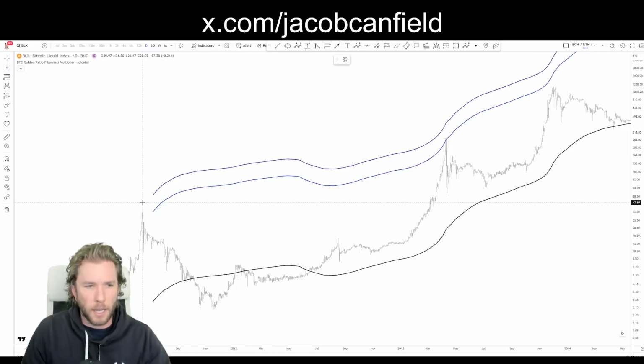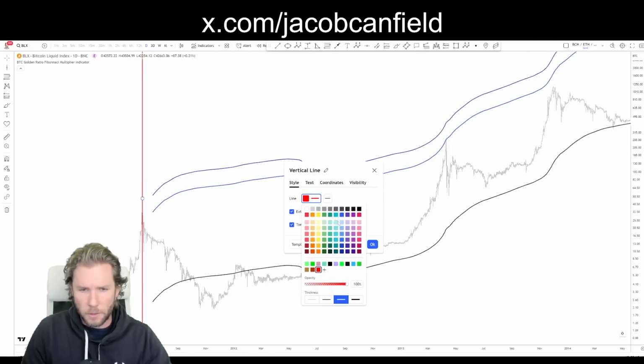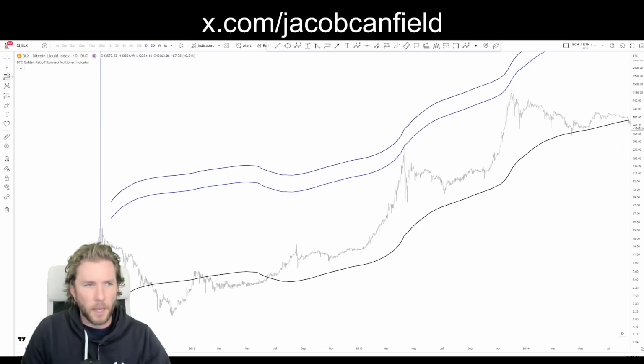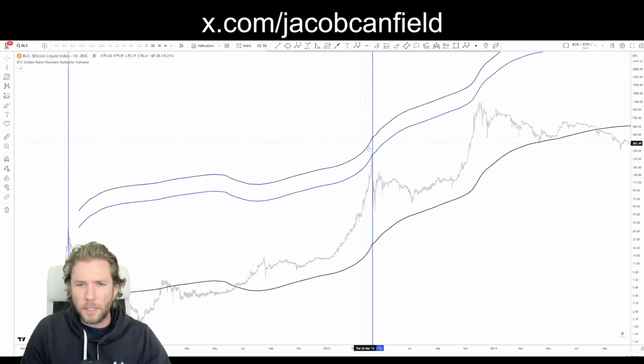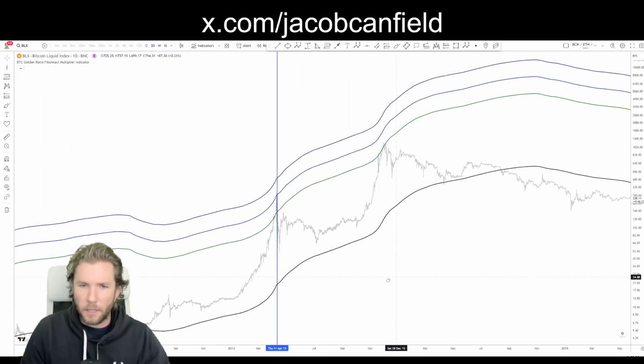And we can put little lines here so we can mark these. We'll just make these blue with thin lines. All right, so this was our first top. Okay, this was our second top. This second top came at this period here, the 13.